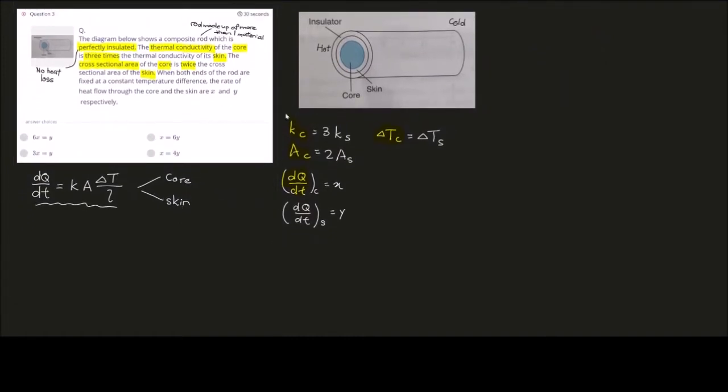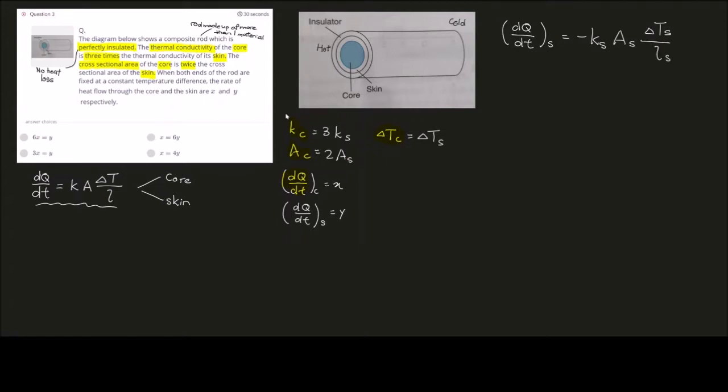Okay, so what we can do now is try to build the equation for skin. Skin is probably easier to build the equation for. So dQ/dt for skin is equal to negative thermal conductivity of skin, times the cross-section area of skin, times the difference in temperature of the skin, over the length of the skin.